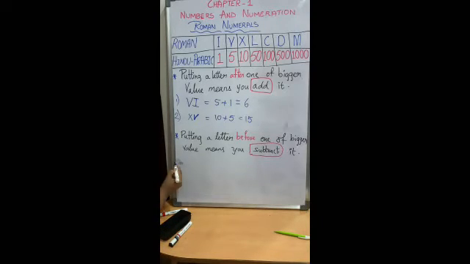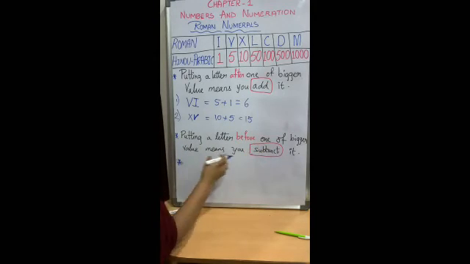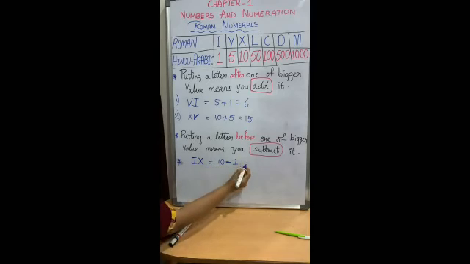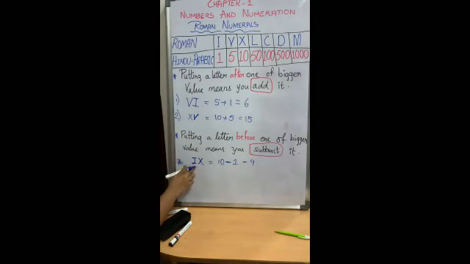And one more example we'll see. Putting a letter before one of a bigger value means you are subtracting. The condition is subtract. See, X is there. When you write after, you are adding, but when you write before, we should subtract. I am writing I before X. We know X means 10. Because I wrote before, you are subtracting, minus I which means 1. 10 minus 1 is 9. This is how we'll write the Roman number for 9.